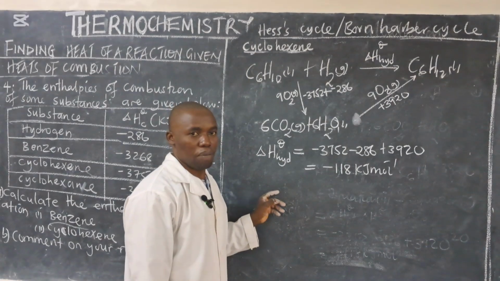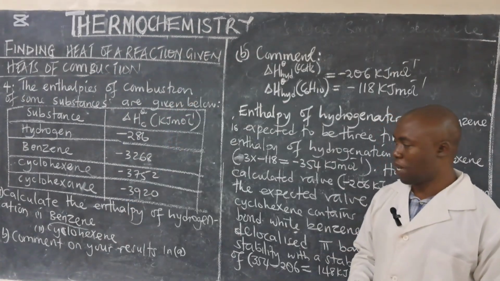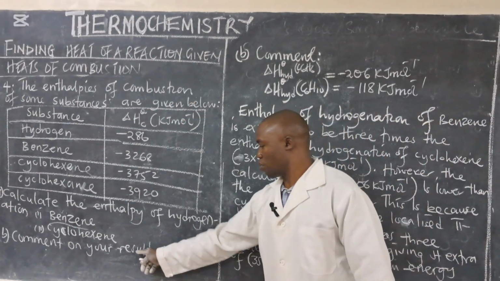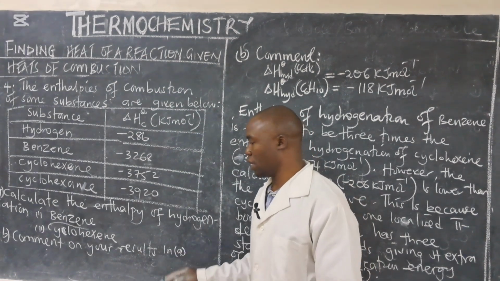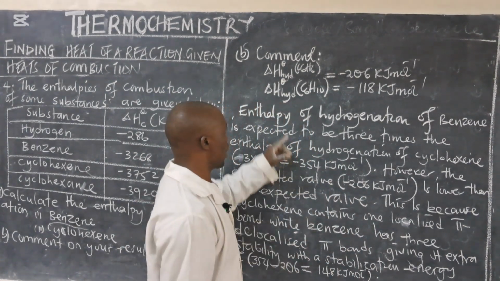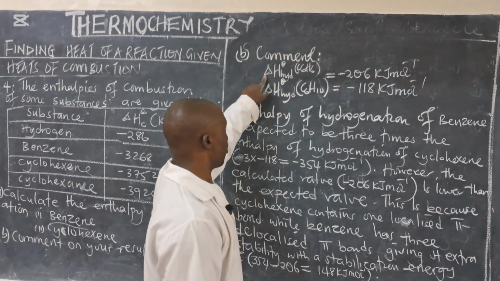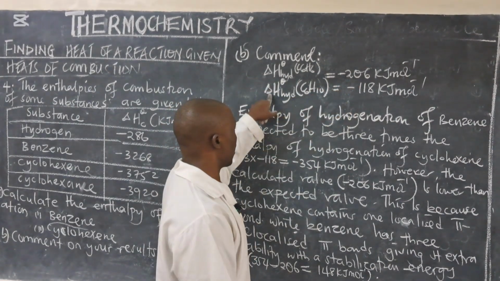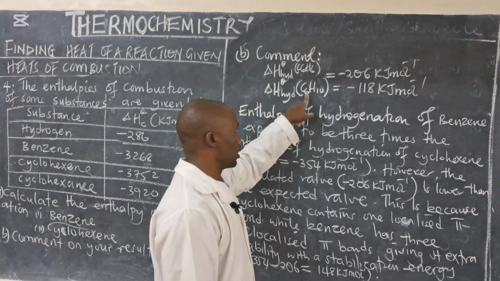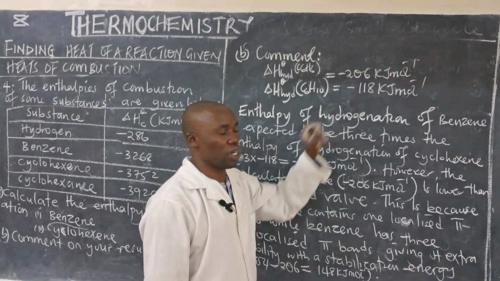So we have answered part A. Let's look at part B. Part B says comment on your results in A. What were our results? Our results were enthalpy of hydrogenation of benzene was negative 206. Enthalpy of hydrogenation of cyclohexene was negative 118.